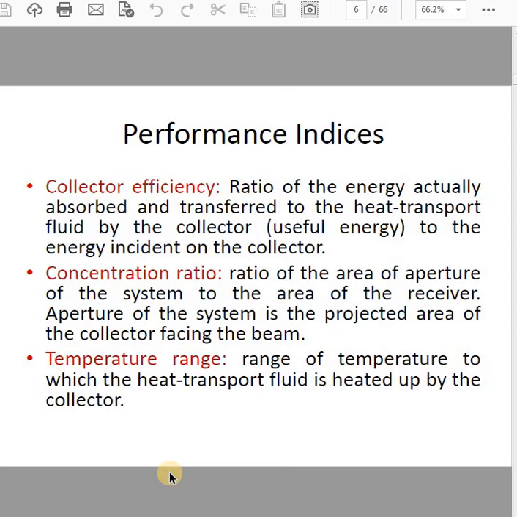Next is the concentration ratio, the ratio of the area of the aperture of the system to the area of the receiver. The aperture is from where the sunlight is being captured, and the receiver is the area where the sunlight is being received. Next is the temperature range, that is the range of temperature to which the heat transport fluid is heated up by the collector. So you are seeing what range of temperature is being utilized.